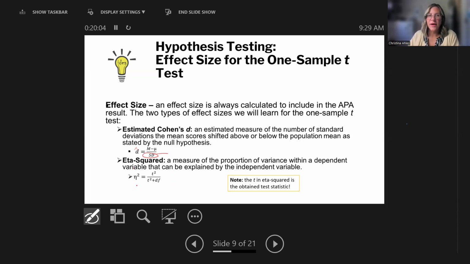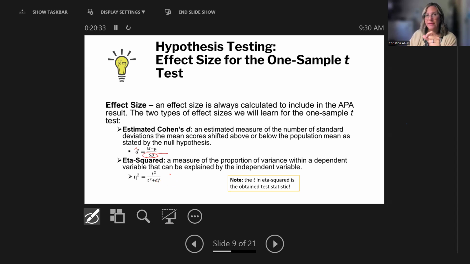So with eta squared, as you could see, eta is like a little symbol, like an N, but with a long little tail, squared. And because it's squared, obviously it can only be positive. Eta squared can only be positive. It is your t obtained squared divided by the t obtained squared plus degrees of freedom. So it's that obtained test statistic, not your critical value.